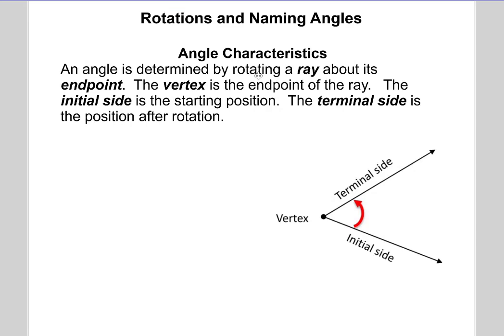You might recall from geometry that an angle is determined by rotating a ray about its endpoint. The vertex is the end of the ray. The initial side is the starting position, and the terminal side is the position after the rotation.